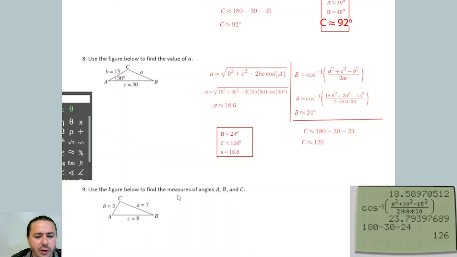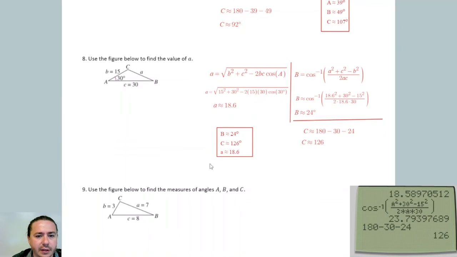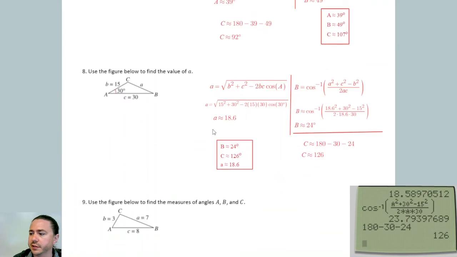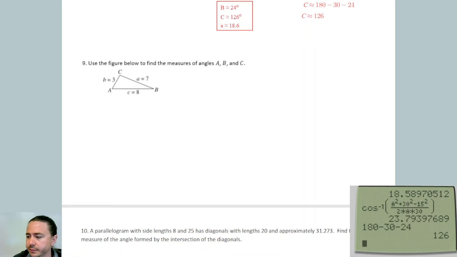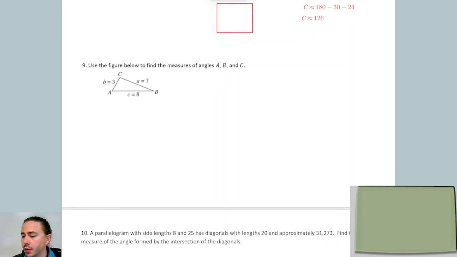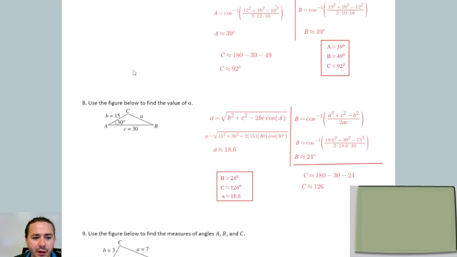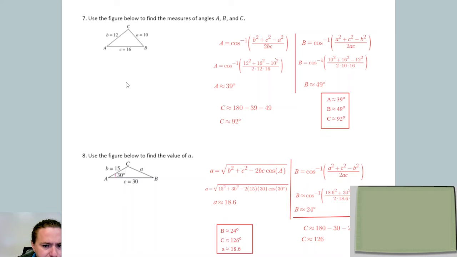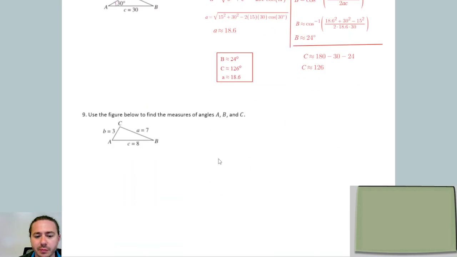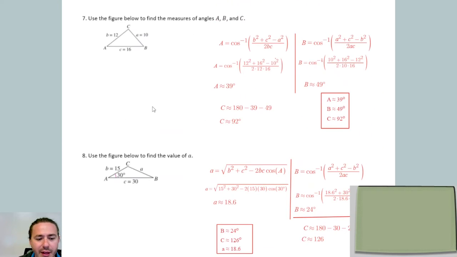All right, so number 9 is another side, side, side, and so we'll solve it just like number 7. So let's jump into that. Number 9 is going to be a side, side, side situation, similar to number 7, and we're going to work it out pretty much exactly the same way. Anytime you've got these side, side, side problems, that's going to be how you work it out.